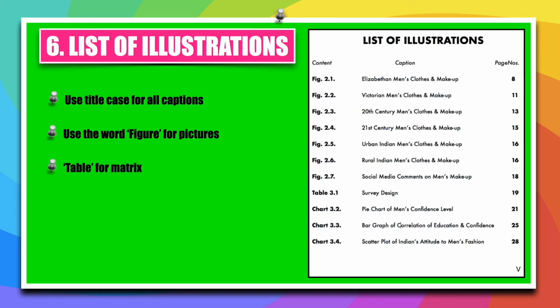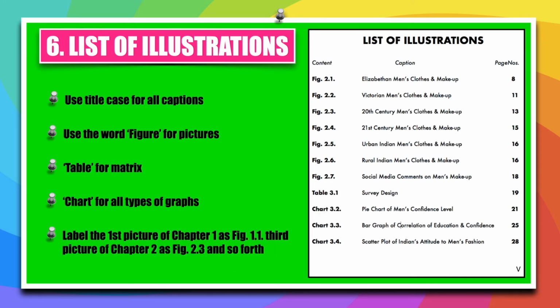In case you're using any matrix, you have to label it as a table. And if you're using any graphs, then you label it as charts. I have given examples of a table here, and I've also given examples of charts. The numbering of these figures, charts, or tables follows a simple logic. For example, if you want to label the first picture of chapter 1, you label it as figure 1.1. In case you want to label the third picture of chapter 2, you label it as figure 2.3 and so forth.